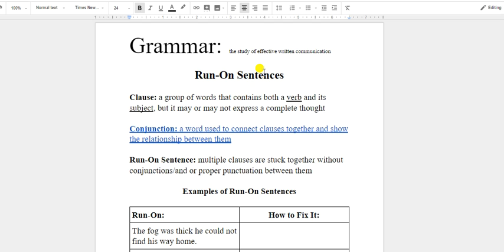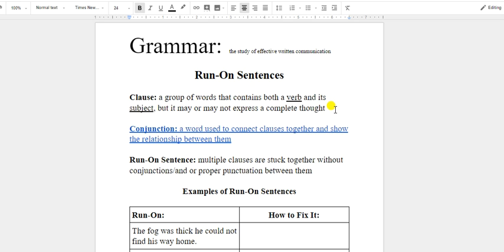So, run-on sentences. We have to back up before we define what a run-on sentence is, and we have to define a couple of other things. The first thing we need to define is a clause. A clause is a group of words that contains both a verb and its subject, but it may or may not express a complete thought.